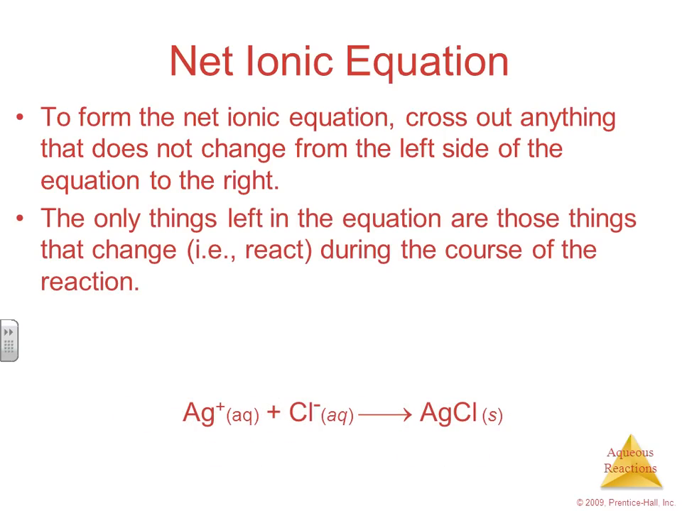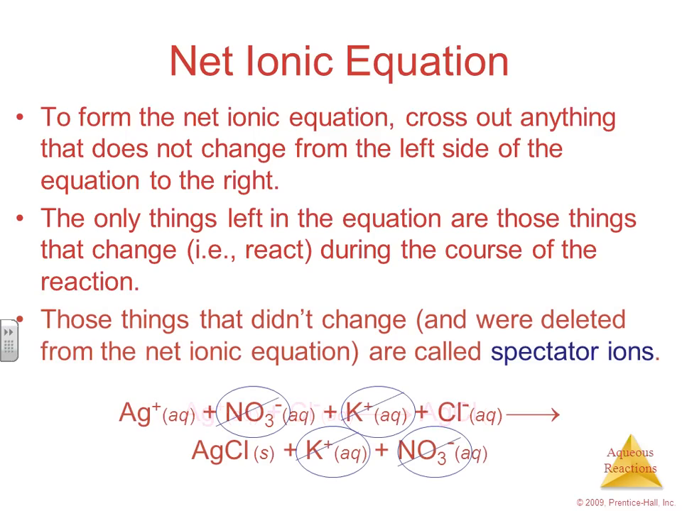And the only things left in the equation would be those things that are actually changing or reacting during the course of the reaction. And what we're left with here is Ag+ and Cl- forming AgCl. From a chemical point of view, that's all that really happened. The potassiums and the nitrates that were there, they didn't do anything. So they weren't really a part of the chemical reaction. So when you're writing the net ionic equation, you're really getting to the heart of what really is the chemical reaction. The molecular equation that we wrote at the beginning is really an oversimplification because not all the species are actually involved in a chemical reaction.